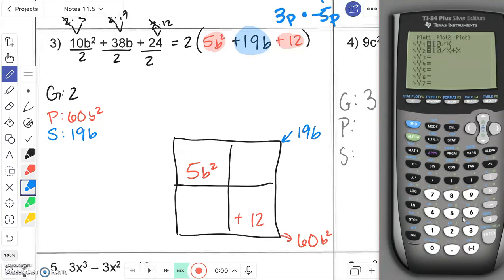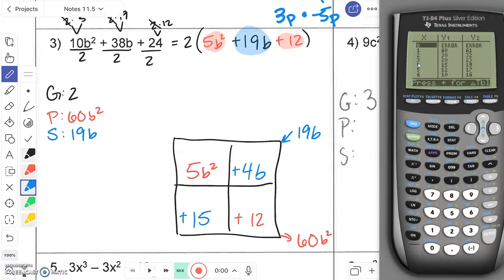So again, I'm going to go back over here and say I want 60 divided by x and 60 divided by x plus x. Go back to my table, and I'm looking for 19. There it is, and y squared. So then my 2 factors are 4 and 15. So I have positive 4b and positive 15b, because those multiply to be 60b squared, but also add up to be 19b.